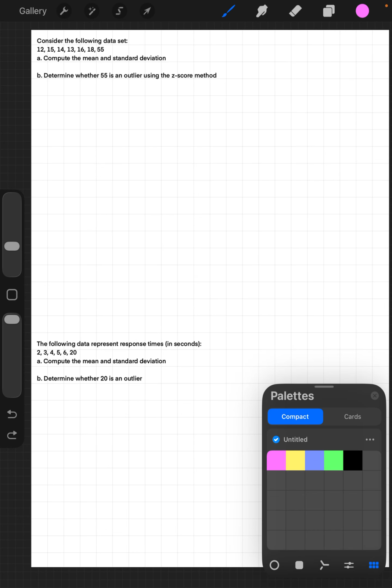Hello everyone. In this video, we will learn how to calculate the mean and standard deviation for the sample, compute z-scores, and use the standard deviation rule to find potential outliers. We'll go step by step with multiple examples so you can confidently determine whether a value is an outlier or not.